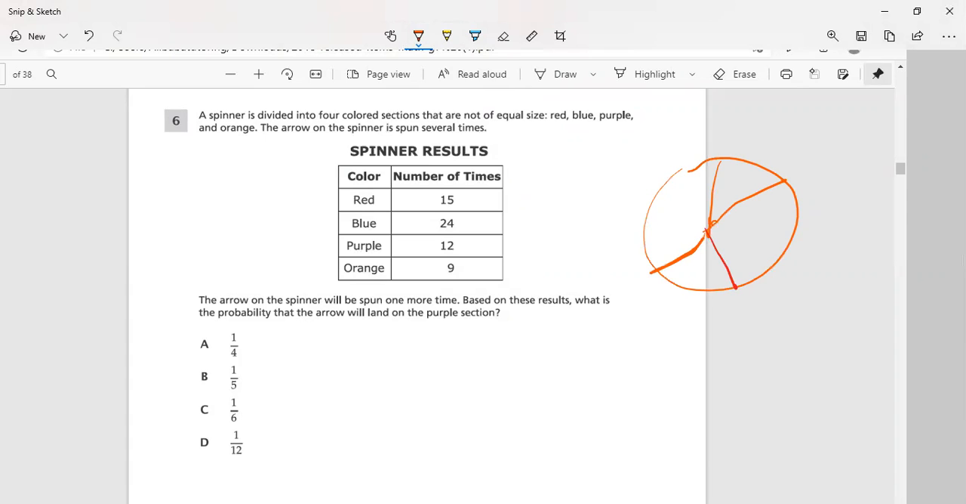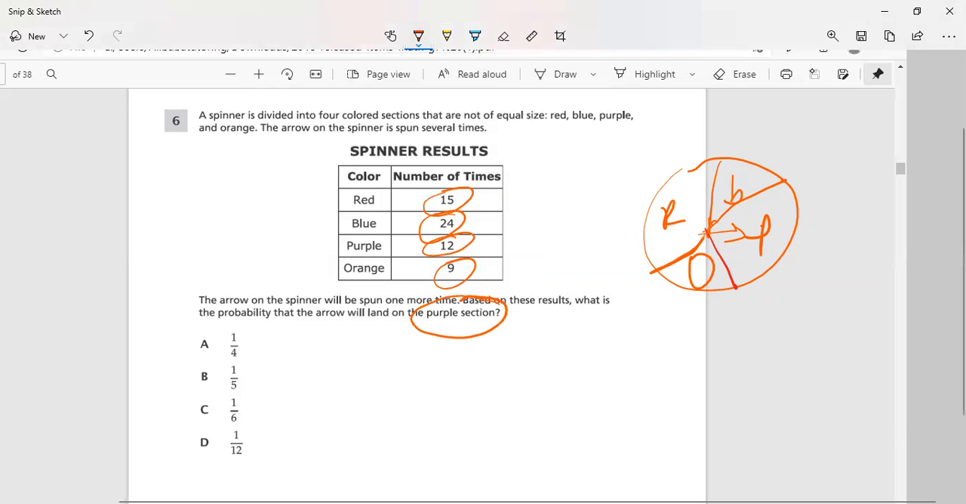So there are 4: red, blue, purple, and orange, and they spin it, and it lands 15 times on red, 24 times on blue, 12 times on purple, and 9 times on orange, okay? They're not equal because the spinner sections where it lands are not equal size. So it's not a fair spinner. The sizes are not equal. All right, anyway, they want to know based on these results, based on that table, what is the probability that the spinner will land on the purple section?